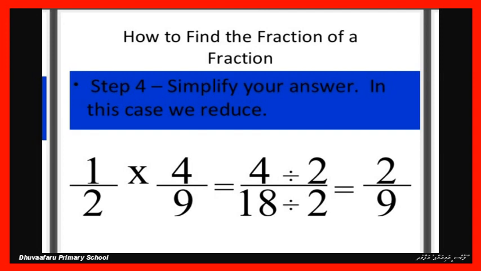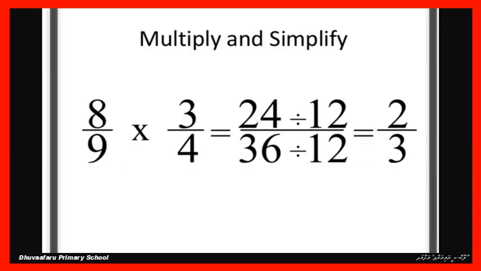How to find the fraction of a fraction? Step 4. Simplify your answer. In this case, we can reduce. 1 by 2 times 4 by 9 gives 4 by 18. We can reduce it by 2. 4 divided by 2 gives 2. 18 divided by 2 gives 9.